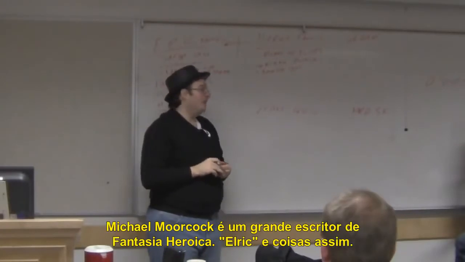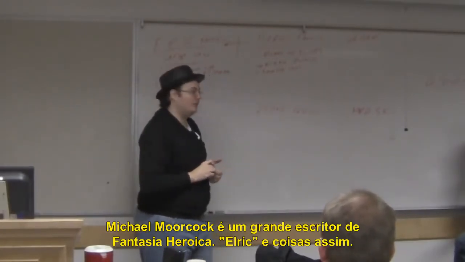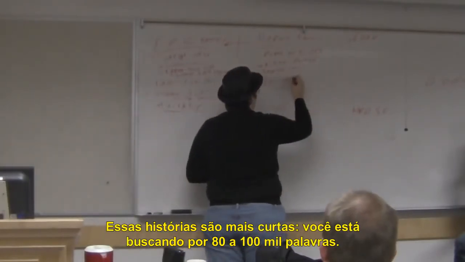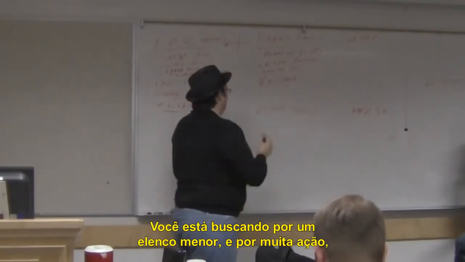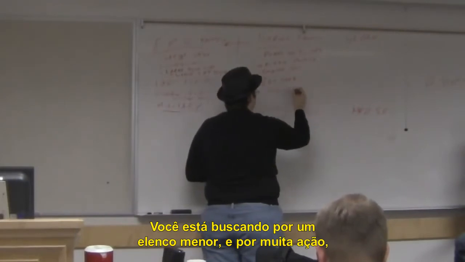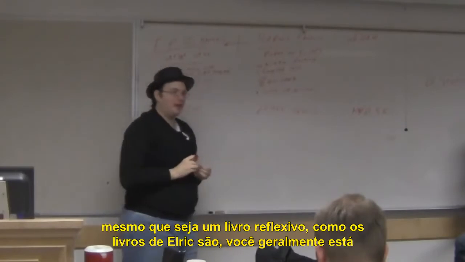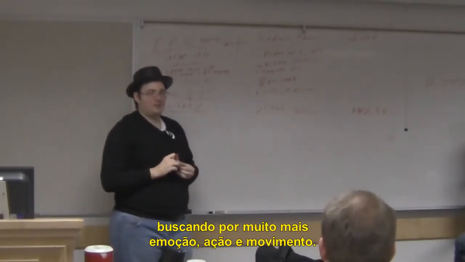But yeah. Moorcock. Michael Moorcock is a great heroic fantasy writer. Elric and things like that. These are shorter. You're looking for 80 to 100K. You're looking for a smaller cast. You're looking for lots of action. Even if it's a thoughtful book, like Elric books are, you're generally looking for lots more motion and action, movement.